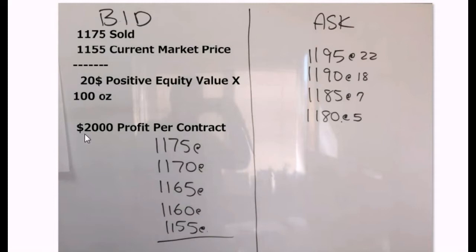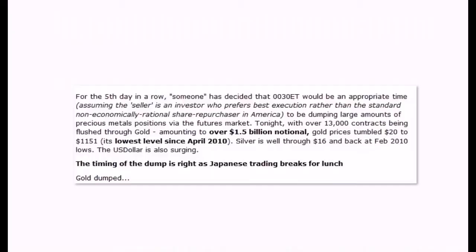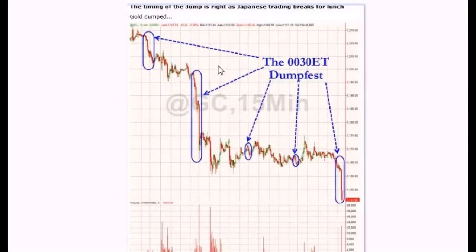So that could quickly turn into a $2,000 profit. And of course, they don't just dump one contract on the market. That wouldn't move it. Let me give you an example of what was done recently during Japanese trading during their lunch break. You can see here just massive volume down here in the bottom part of the screen. I think it was 13,000 contracts were dumped.